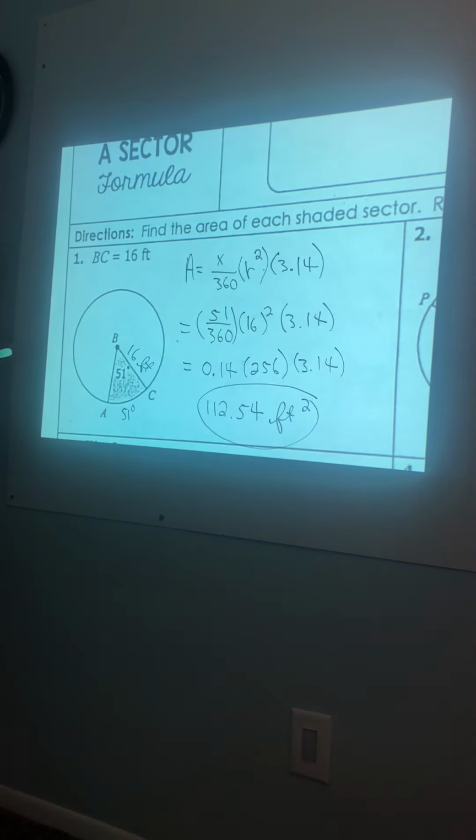See what happens when you're patient with me? I finally show you a new shape, and who knew it was going to be pizza pizza? Well, pizza pizza is a sector. It's a portion of the whole area.